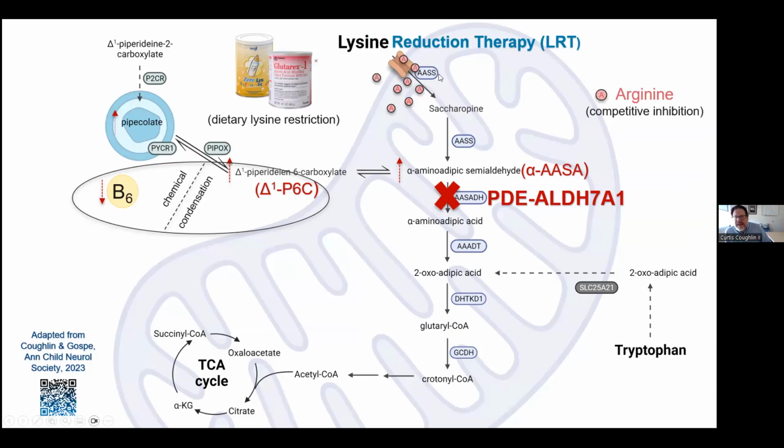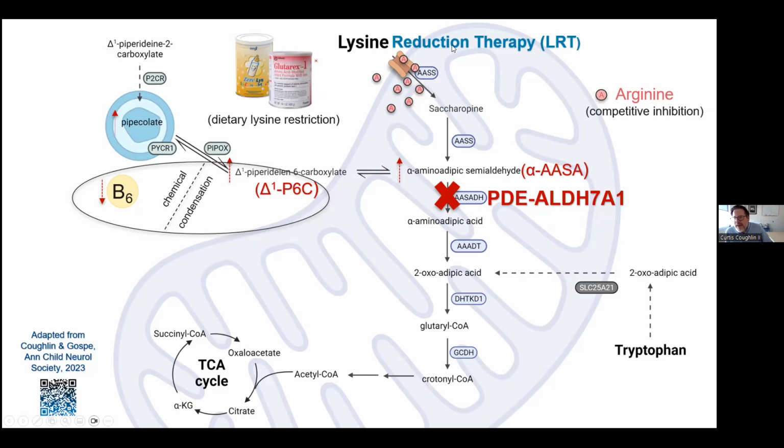And so when we refer to lysine reduction therapies, what we're referring to is either some sort of dietary lysine formula, and we are in the US often using formula approved for glutaric aciduria. In other parts of the world, if you're listening from other places, there are some PDE specific formulas, but they're not available here in the US at this moment.